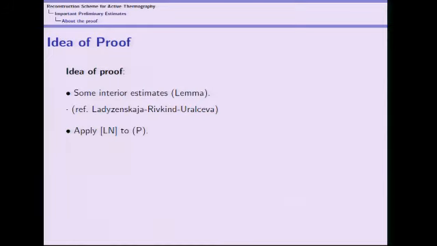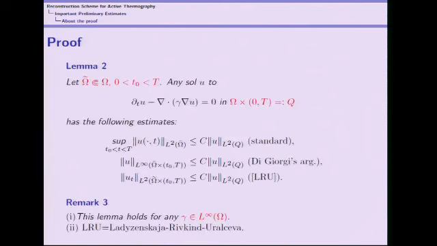Okay, so the idea of the proof consists of two ingredients. One is some interior estimates. Another is the applied Li-Nirenberg estimate.